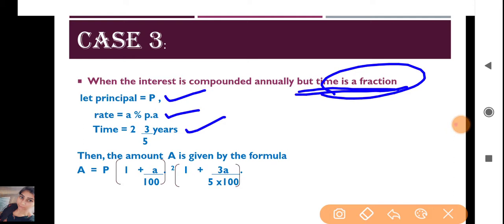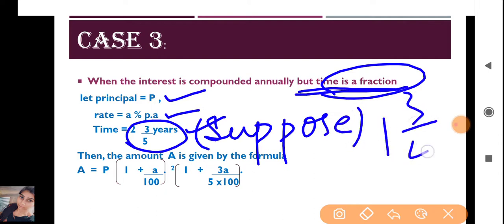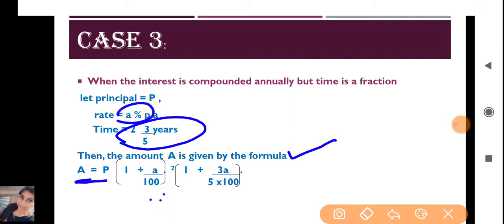So time is given as, I've just taken an example. I'm just assuming this. This is not certain. You can take any other answer. You can take 1 3/4. You can take 2 5/6. Anything you can take. I've just taken an example so that I can explain the formula to you. Now the formula of A will be A = P(1 + A/100) raised to 2. Why will this 2 come? Because here you have 2.